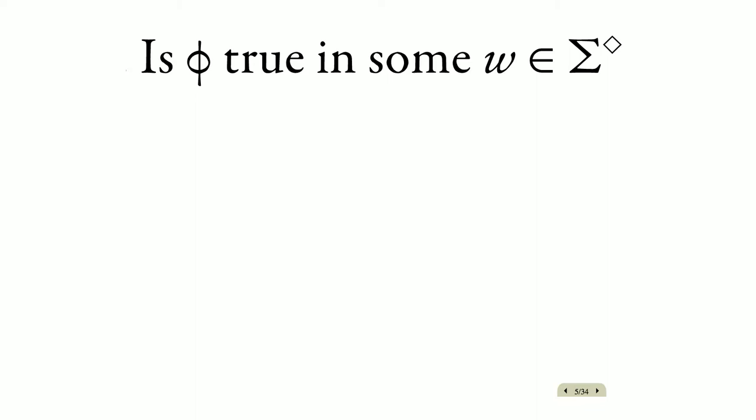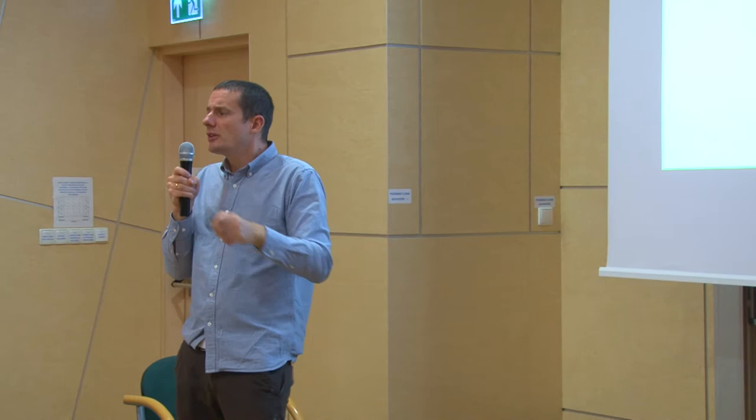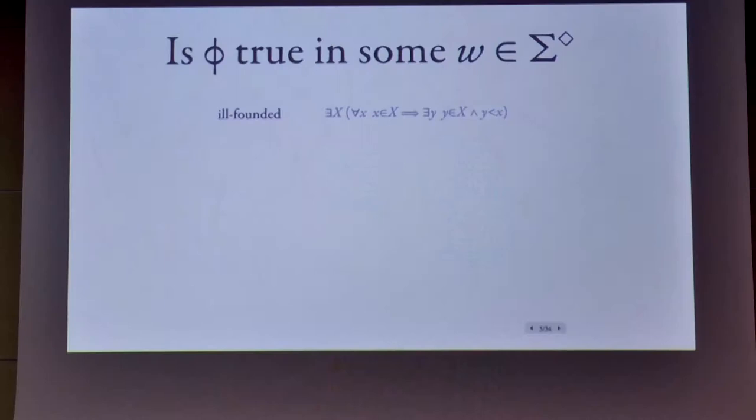For example, consider the following MSO formula, which takes a countable order as input and says that it's ill-founded. You just directly formalize the definition. I say there exists a subset such that for every element in the subset, there's a smaller one also in the subset. That's the same thing as being ill-founded. That's a counterexample to well-foundedness: an infinite decreasing chain.